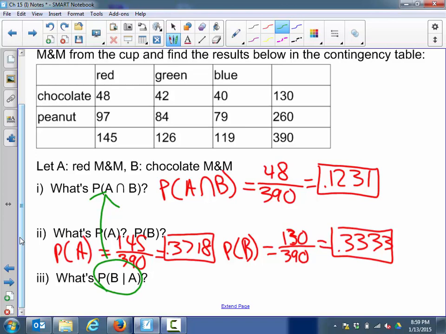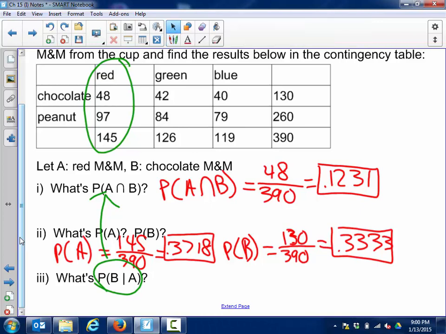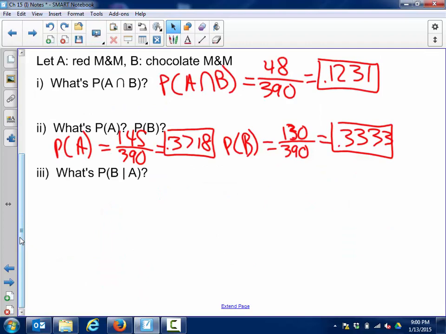The circled probability is asking us to restrict your view to only the red M&Ms. Let's say we happen to know somehow that the M&M is red. Now what's the probability that it's a chocolate one? So what difference occurs here? Well, instead of dividing by 390, all the M&Ms within the cup, we care to divide by 145 because we're assuming the M&M to be red already.